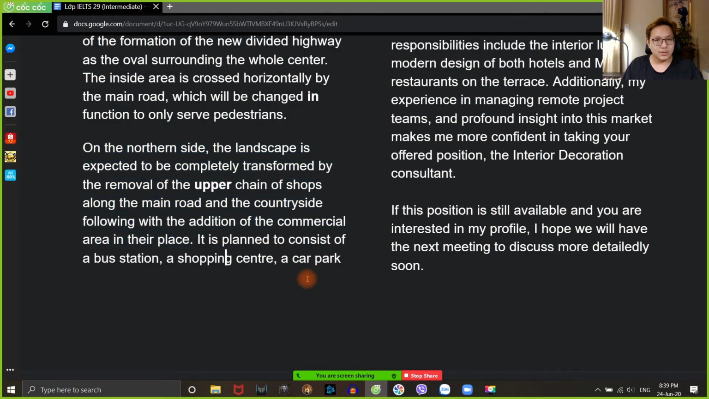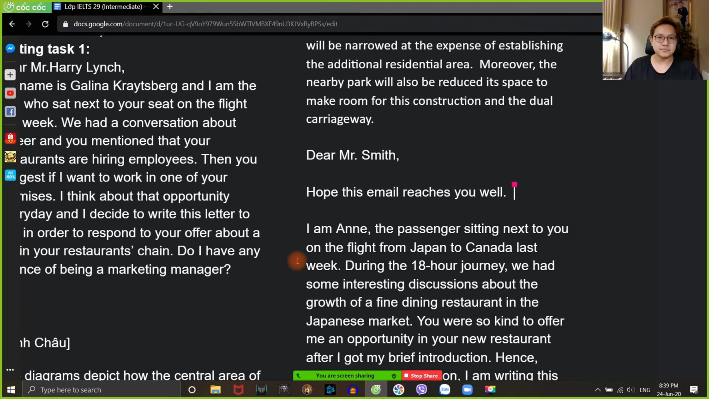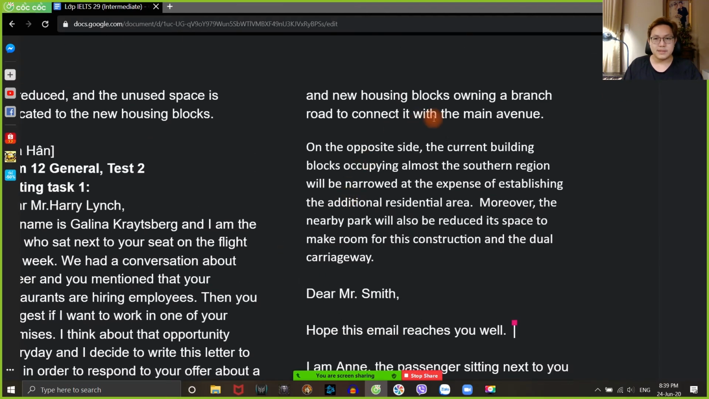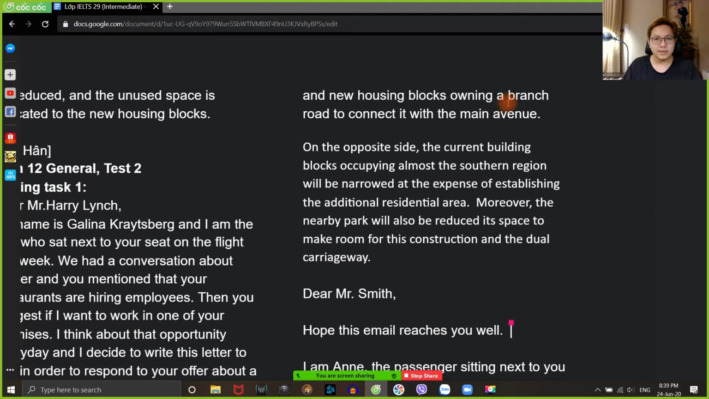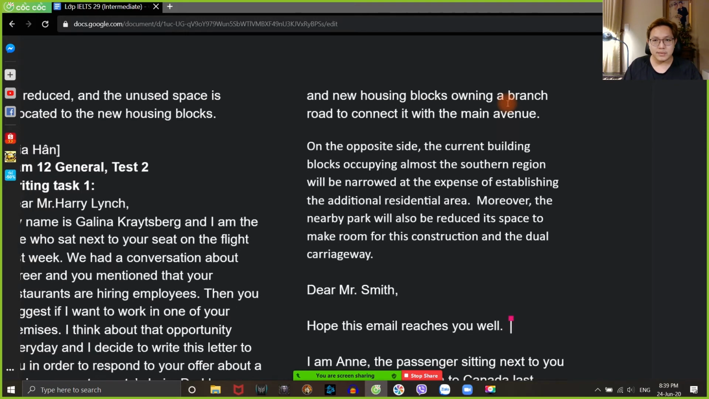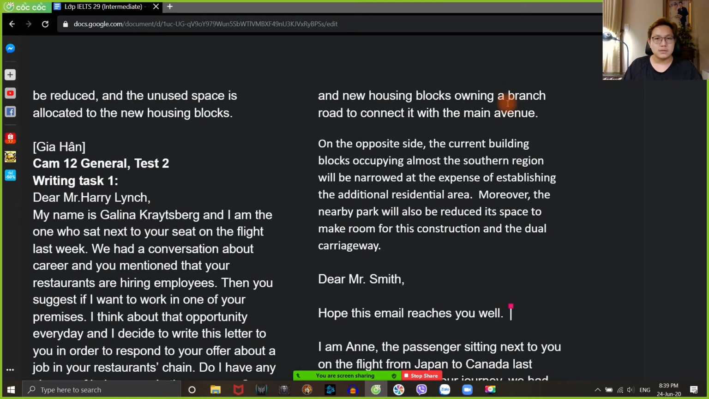It is planned to consist of, nó được lên kế hoạch để mà bao gồm. It is planned to consist of a bus station, a shopping center, a car park, and new housing blocks, owning a branch road. What? Sở hữu một cái đường nhánh hả? Dạ, đúng "and" rồi. A new housing blocks owning a branch road to connect it with the main avenue.